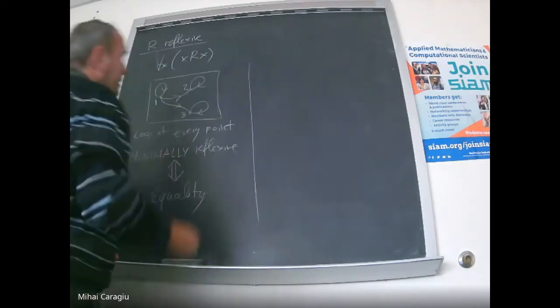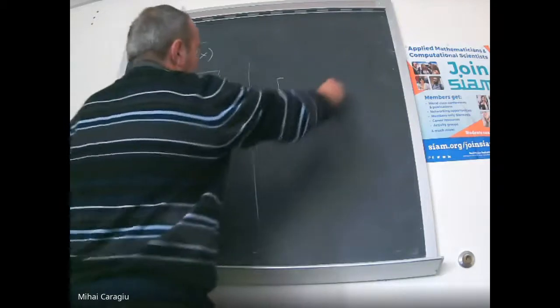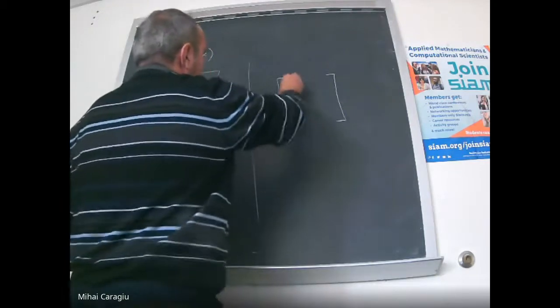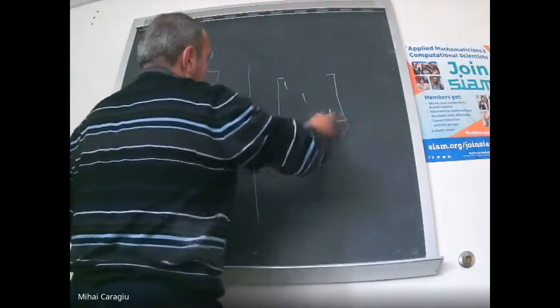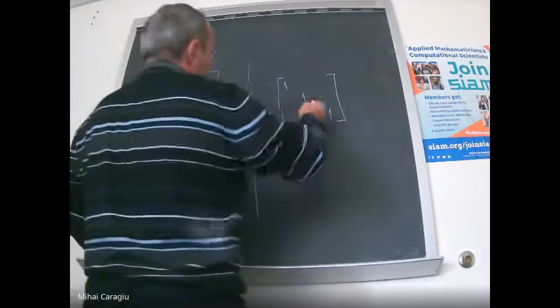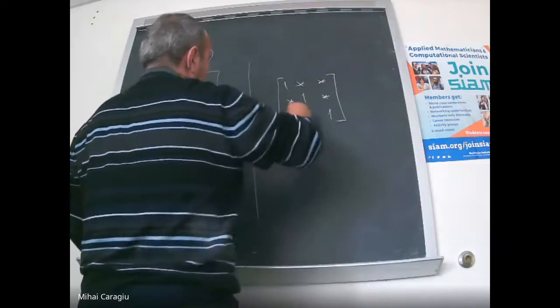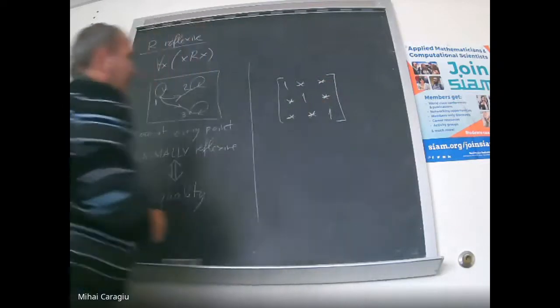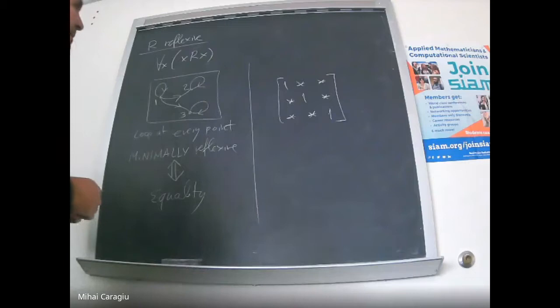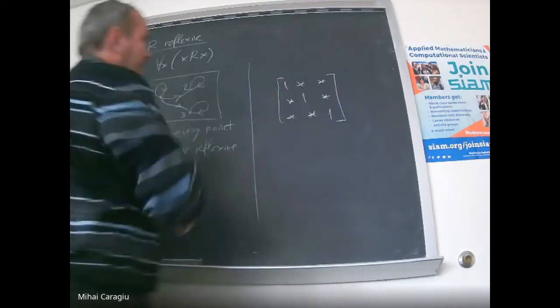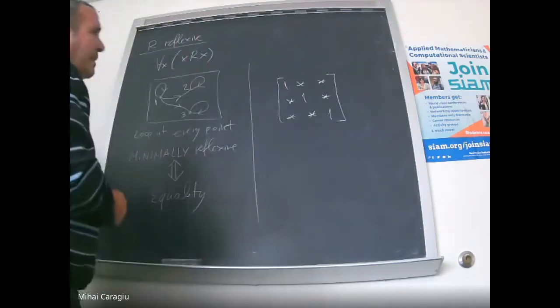In terms of matrices, for the matrix of a reflexive relation, every element is related to itself, so it doesn't really matter what is in the rest. That's how we recognize a reflexive relation: by having ones on the diagonal.